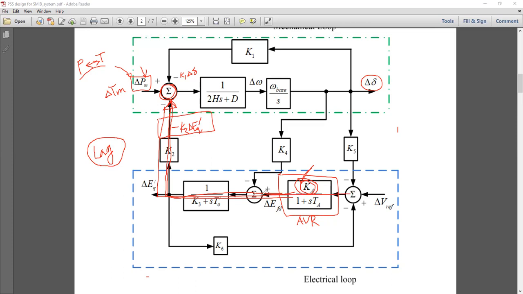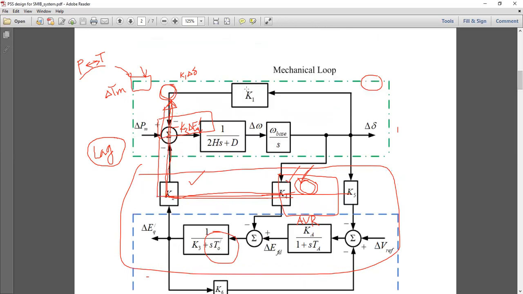So this block, Ka over 1 plus sTa, and this block 1 plus K3 sT'do, combined, and of course this K6, form a closed loop. Remember, this is a closed loop with negative feedback, with minus K6 delta EQ prime coming over here. Also, the upper block is a negative feedback closed loop. The mechanical loop is a closed loop with negative feedback, with the summing junction receiving minus K1 multiplied by delta delta. There's a minus sign.